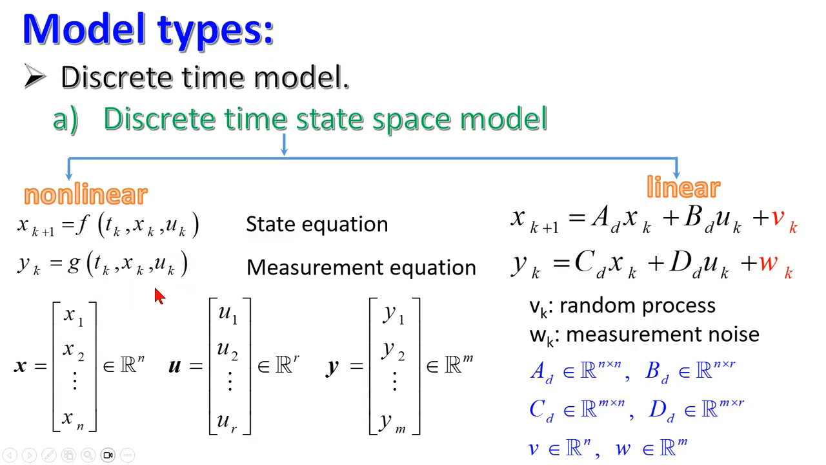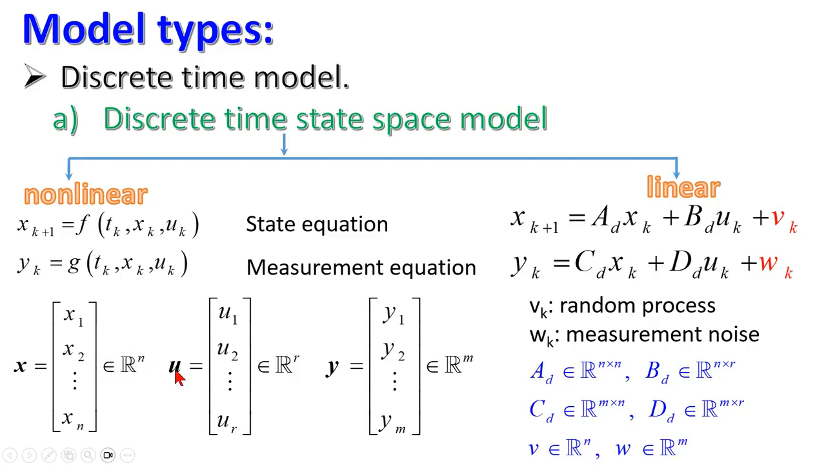The model can have more than one input, more than one state, and more than one output. x can be from x1, x2, all the way up to xn. So in this example, we have assumed that there are n number of states, and we write this as follows.